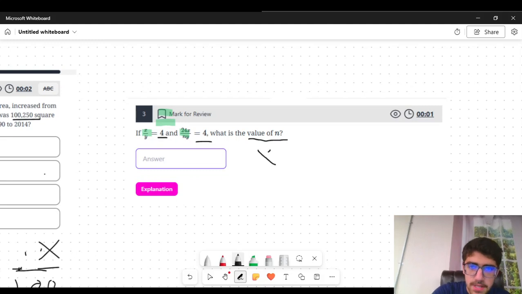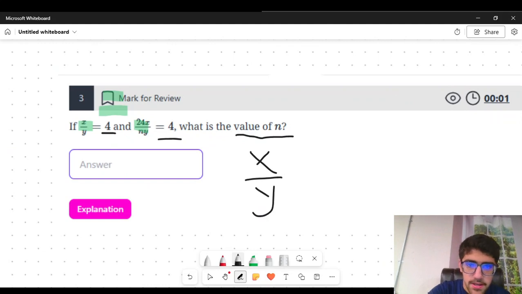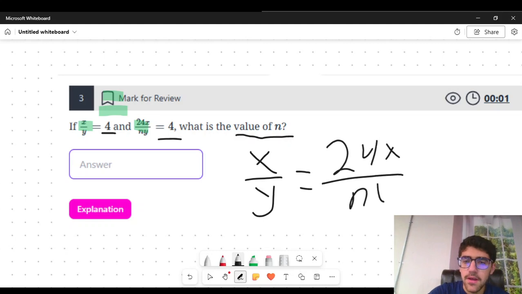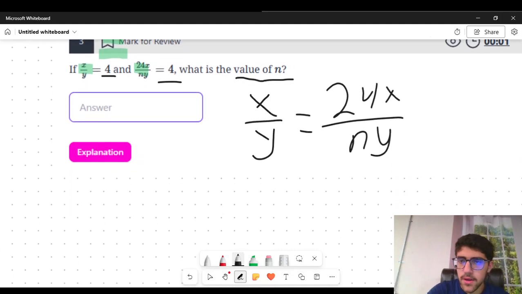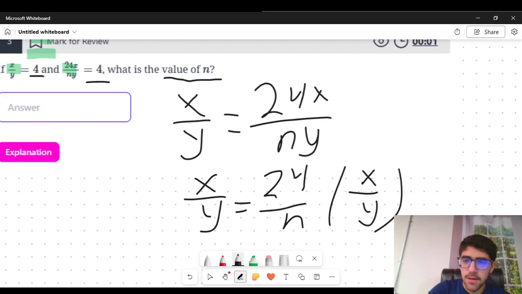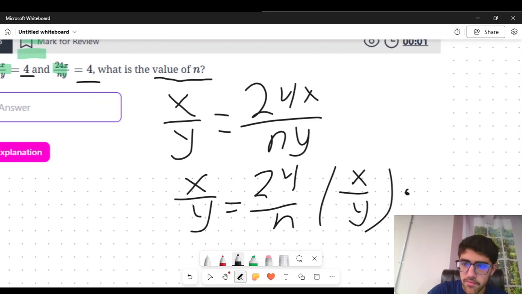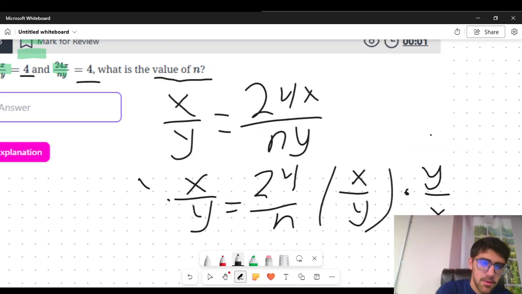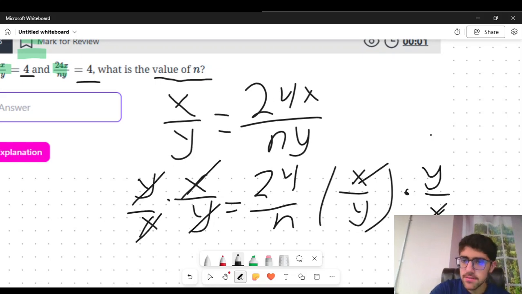So let's try that. You get x over y is equal to 24x over ny, and we want to solve for n. Then you can recognize that there's x over y on both sides, so let me just take it out. So 24 over n times x over y equals x over y. I can multiply both sides by y over x, or if you just divide by x over y, it's the same thing. The y cancels, the x cancels.